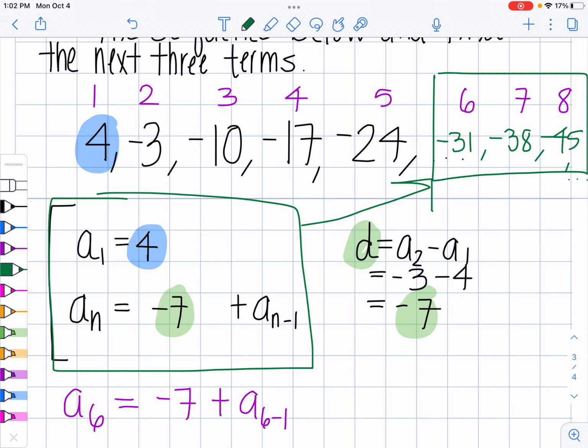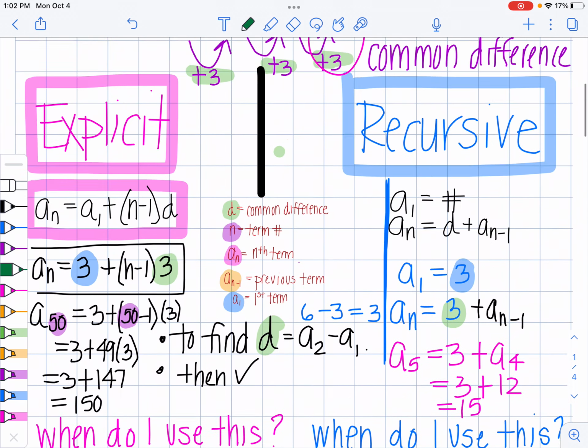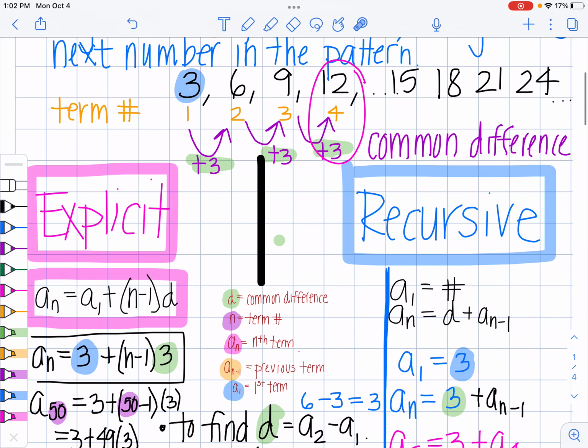So remember, explicit is this formula right here, where we have, that can help you find literally any term number that you need. You just need to know what term number you're trying to find. This recursive formula is really just to find terms in a row, but it is convenient in certain situations. So now you understand the difference between the two, and if you have any questions, let me know.